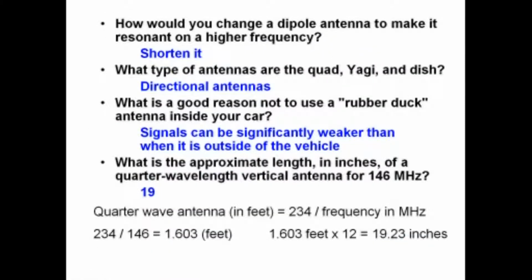How would you change a dipole antenna to make it resonant on a higher frequency? It's important for an antenna to be resonant because that's when it radiates the energy the best. And we know that if we go higher in frequency, we go to a shorter wavelength, higher frequency, shorter wavelength. So we would shorten the antenna to match the wavelength.